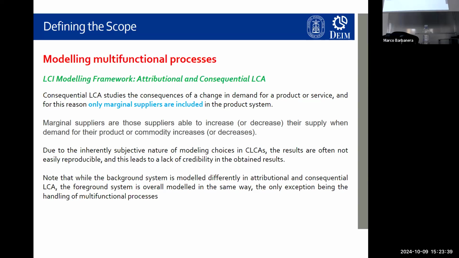But in this case, this average about input and output data for the production, for example, of 1 kilogram of aluminum, is not obtained by the average data for all kinds of technologies for the production of aluminum actually used. In this case, this average is obtained by considering not only possible suppliers of aluminum, but only marginal suppliers. Do you know the meaning of marginal suppliers in your experience?